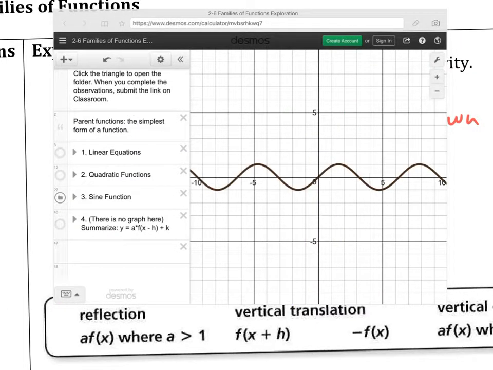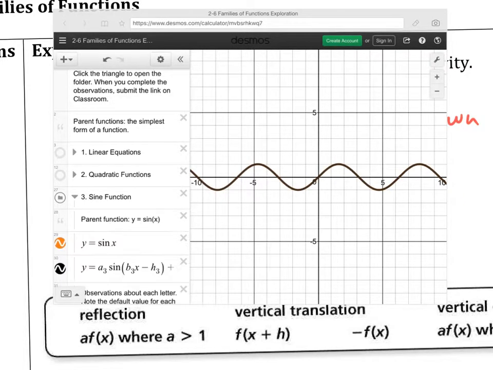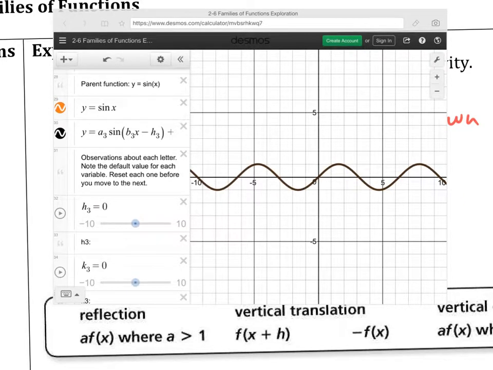All right, next is a sine function, and the sine function looks like this. It's just called sine of x, and as you can see, I have the same thing. A is multiplying it, h is on the inside, and k you can't see here, but it's on the outside, and it's being added or subtracted. So what happens with h? If I were just to adjust the h, all it does is take my function and move it left or right.